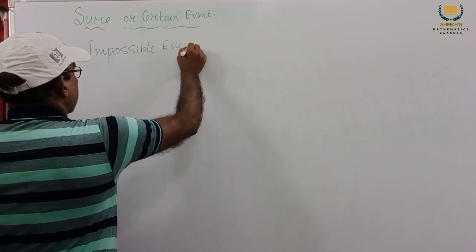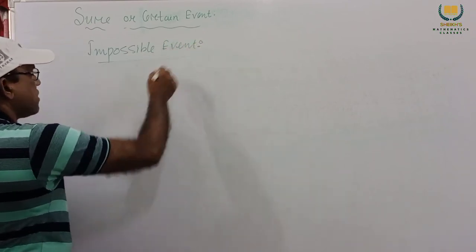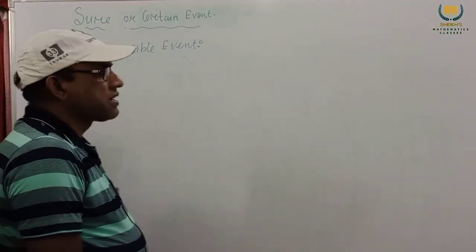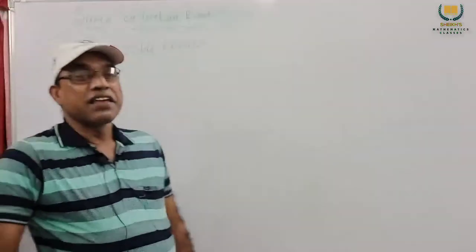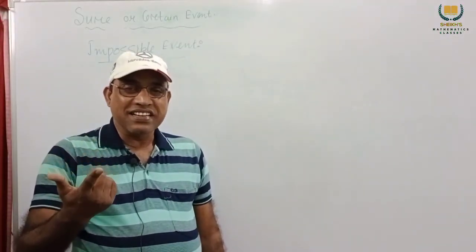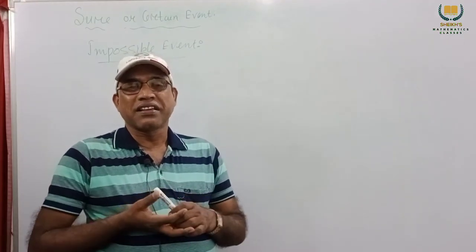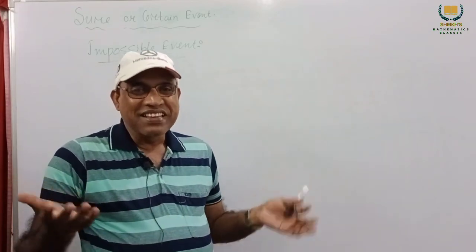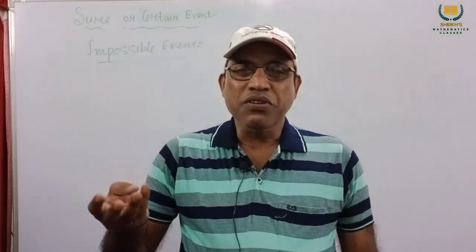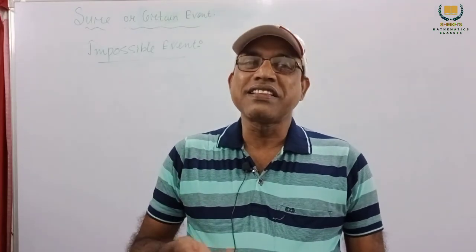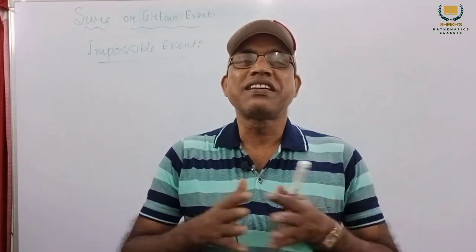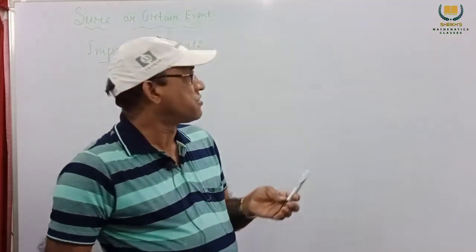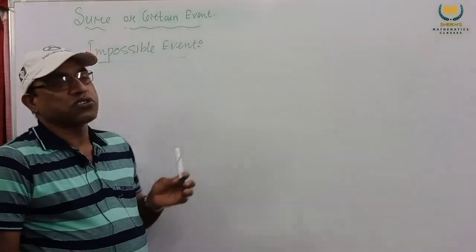Impossible event means which is not possible for us. If we consider an impossible event, a die has 6 results, but you want a number greater than 6. A die has 6 results, 1, 2, 3, 4, 5, 6, but we want greater than 6. Greater than 6 means no results in an experiment if we throw a die. A die has only 6 results. So, this is called impossible.